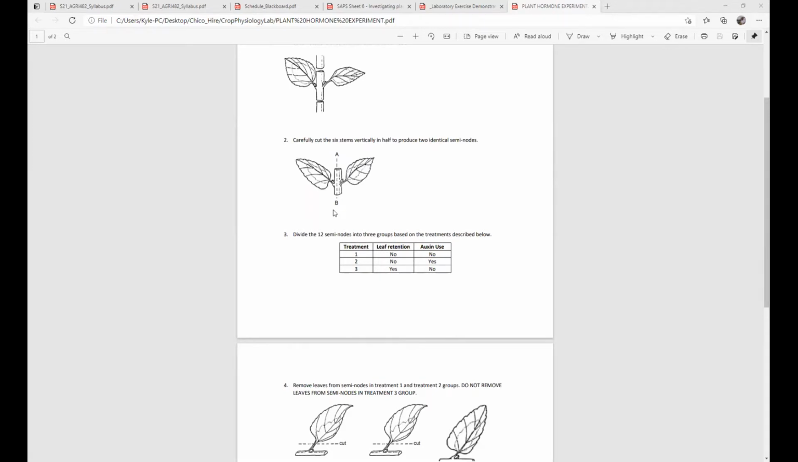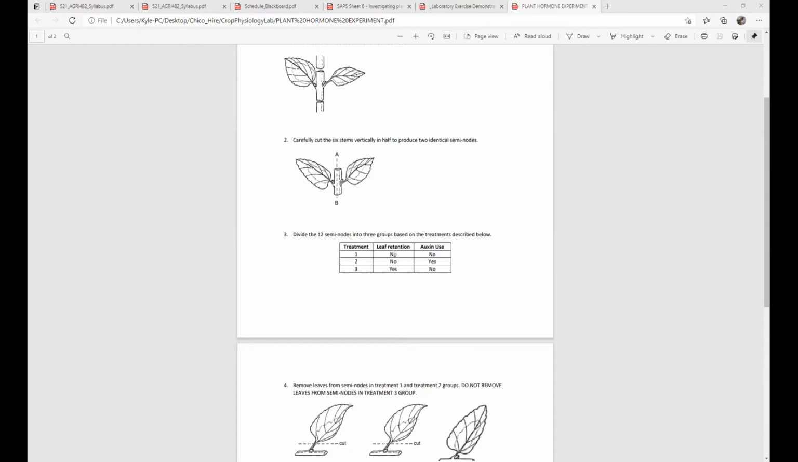All right, so when you cut these vertically, you'll wind up with 12 seminodes. Now with those 12 seminodes, I want you to move them into three groups of 4 seminodes, okay? And those 3 groups correspond with 3 treatments.